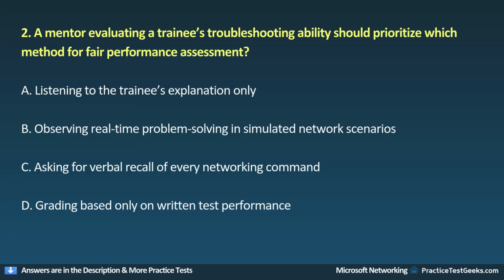2. A mentor evaluating a trainee's troubleshooting ability should prioritize which method for fair performance assessment? A. Listening to the trainee's explanation only. B. Observing real-time problem solving in simulated network scenarios. C. Asking for verbal recall of every networking command. D. Grading based only on written test performance.